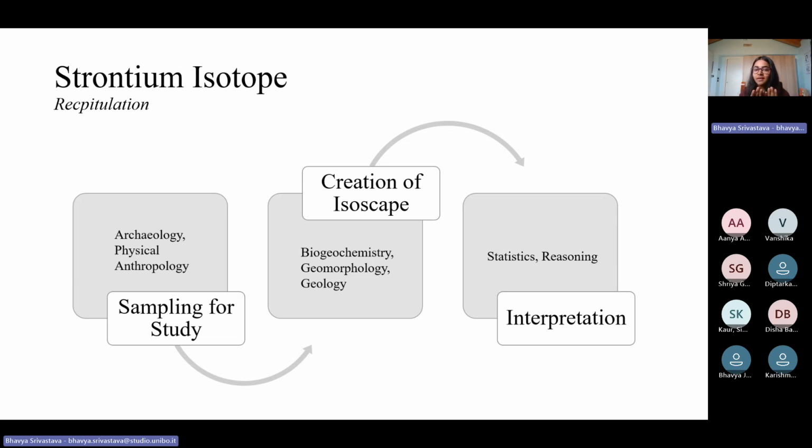You have to compare them. So you need statistics, you need reasoning. And with that being said, you can understand mobility in archaeology. That's the basic idea of strontium isotope analysis.